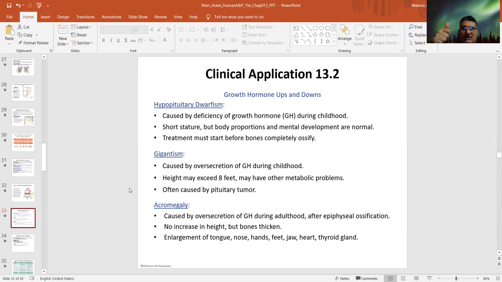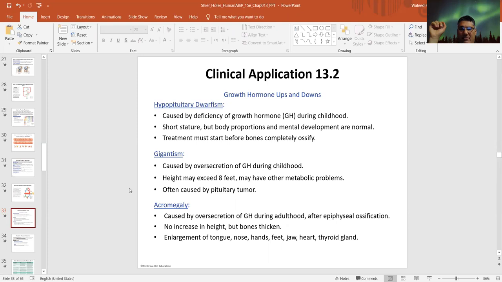What if you are secreting less than you should? Are you talking about a child or an adult? Child. Let me tell you this. If you are a child and you do not have enough growth hormone, you will become a dwarf. And we know the dwarf, right? So this is called hypopituitary dwarfism. So this is a decrease. The size of the body will be smaller, short. You will be a dwarf.